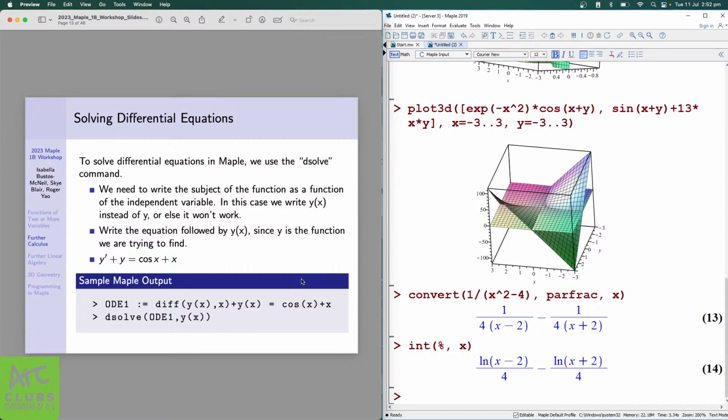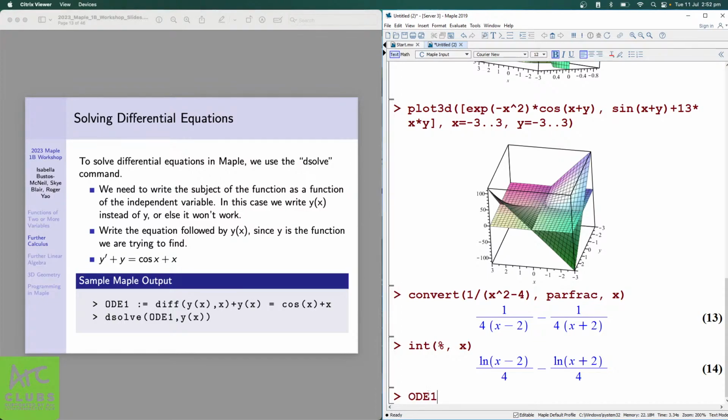We can also use Maple to solve differential equations using the dsolve command. What we need to do is write the subject of the function as a function of the independent variable, and in this case we'd write y of x instead of y, otherwise it won't work. And then we write the equation followed by y of x, since y is the function we're trying to find.